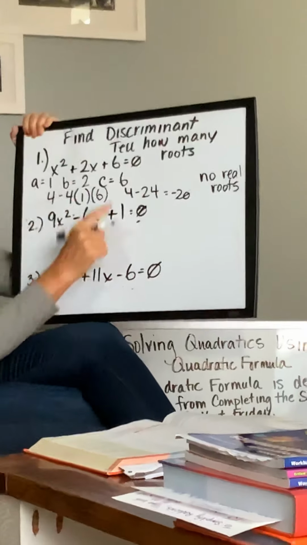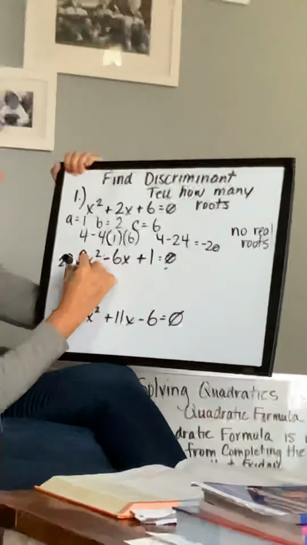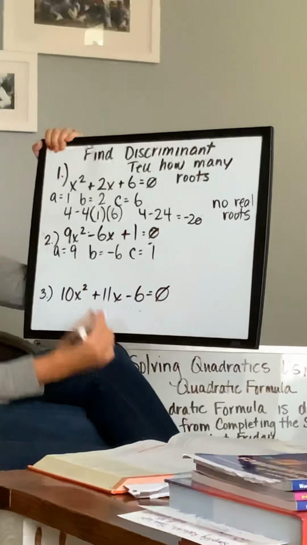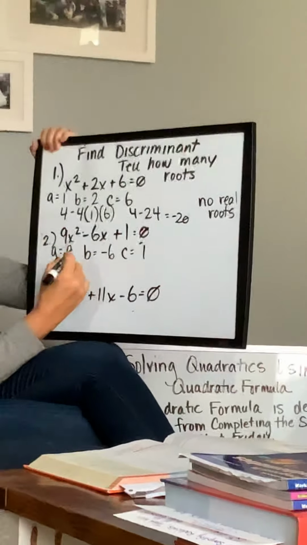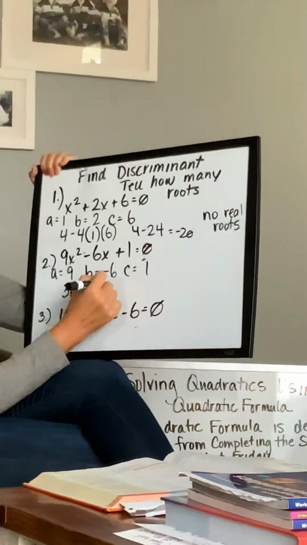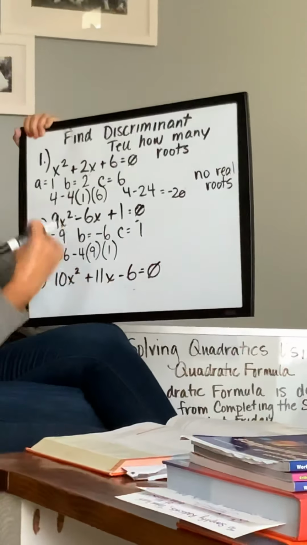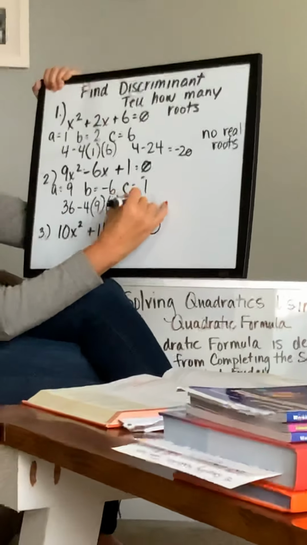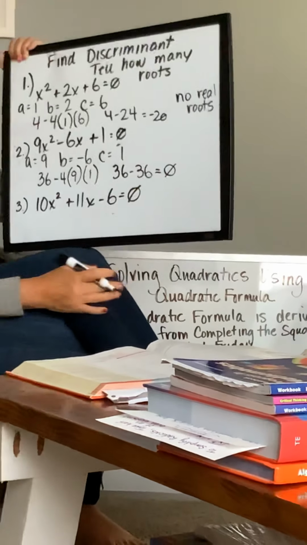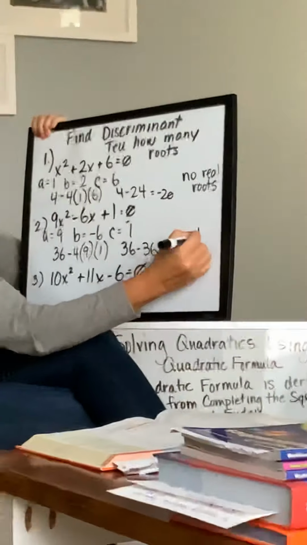9x squared minus 6x plus 1. So b squared minus 4ac. So let's do our values: a equals 9, b equals negative 6, c equals 1. So b squared, negative 6 squared is 36, minus 4 times 9 times 1. What's negative 4 times 9? Negative 36. Negative 36 times 1 is negative 36. 36 minus 36 equals 0. So we are going to have how many roots? 1 real root.